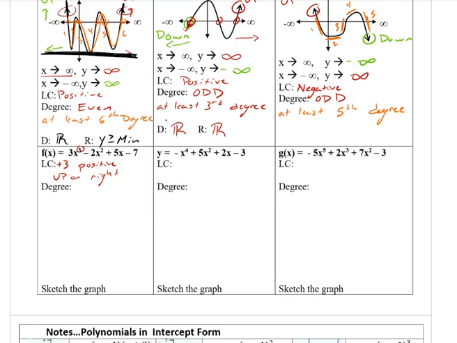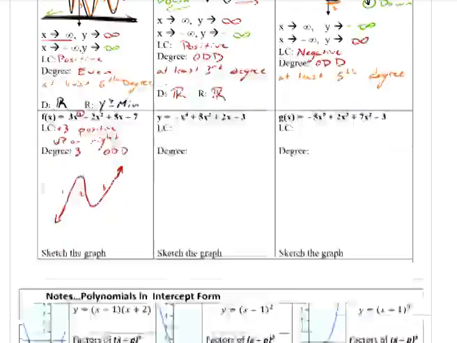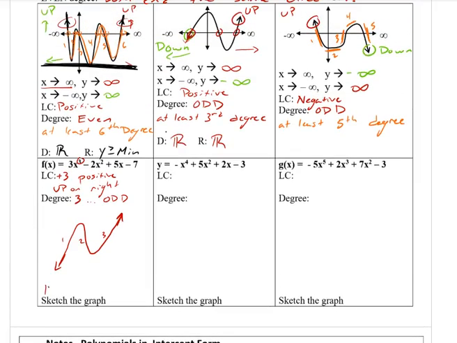Next is the degree. My degree is 3. So that means it's going to be odd. So it's going to be about 3 changes in the direction. So odd, up on the right. Odd means the other side is going to be down. And 3 changes. I'm going to go, this is 1, 2, 3. My domain and range, if needed, would be all real numbers for my domain, and my range would be all real numbers.